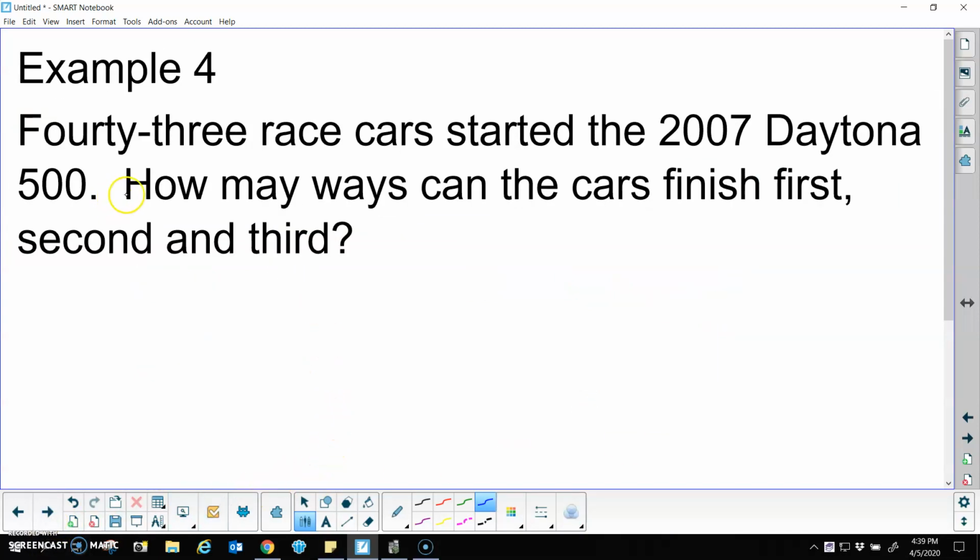Let's try this one. 43 race cars started the 2007 Daytona 500. How many ways can cars finish first, second, and third? So what was the total number of cars entered into this race? 43. Please be careful: the Daytona 500, that 500 I think deals with the number of laps. We don't care about this number. And then we're interested in first, second, and third, so our r value is going to be 3.